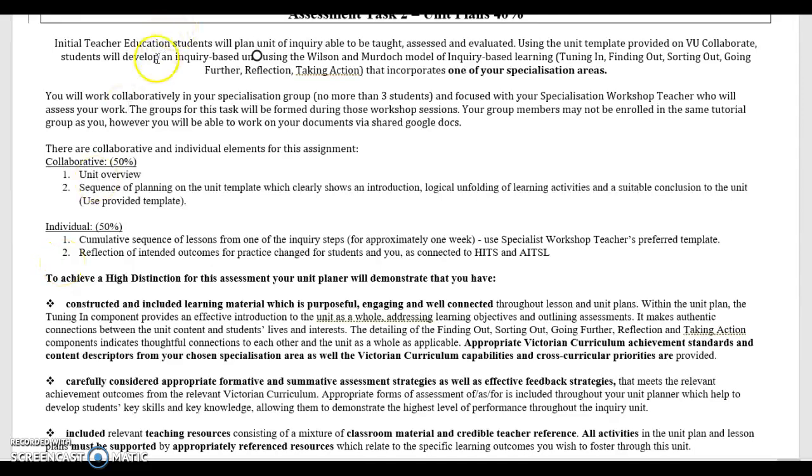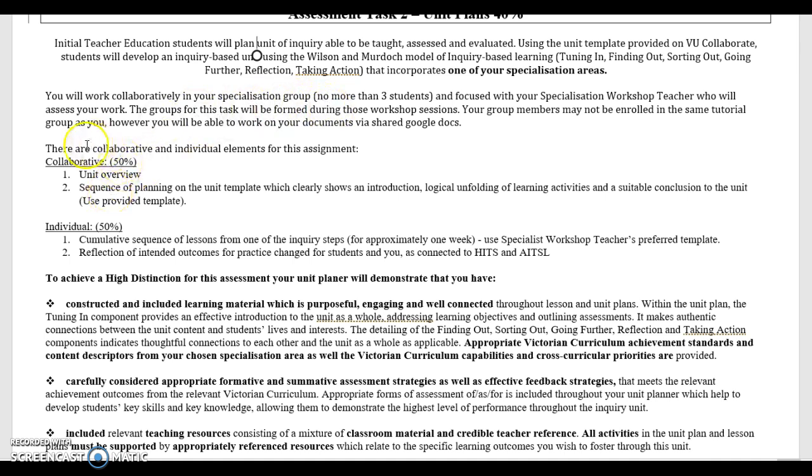Hi, so this video is going to explain the features of the assessment task, which is planning a unit of inquiry based on the Wilson and Murdoch model of inquiry-based learning. So focusing on your specialisation group, you're going to be working collaboratively in your specialisation workshops to create this unit. Now, your group members may not be enrolled in the same tutorial group as you. However, you will be able to work on your documents via an online platform such as Google Docs.